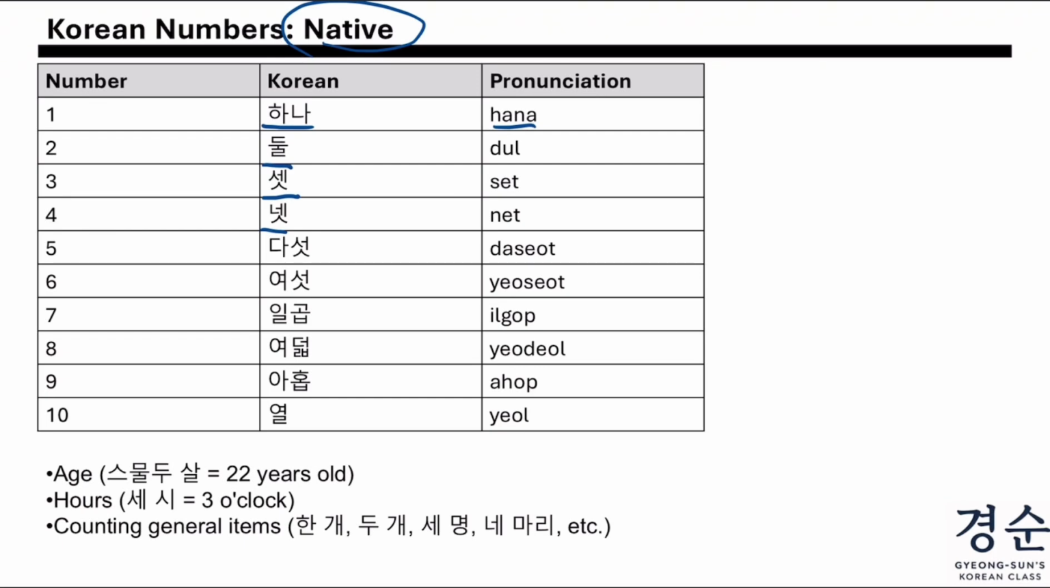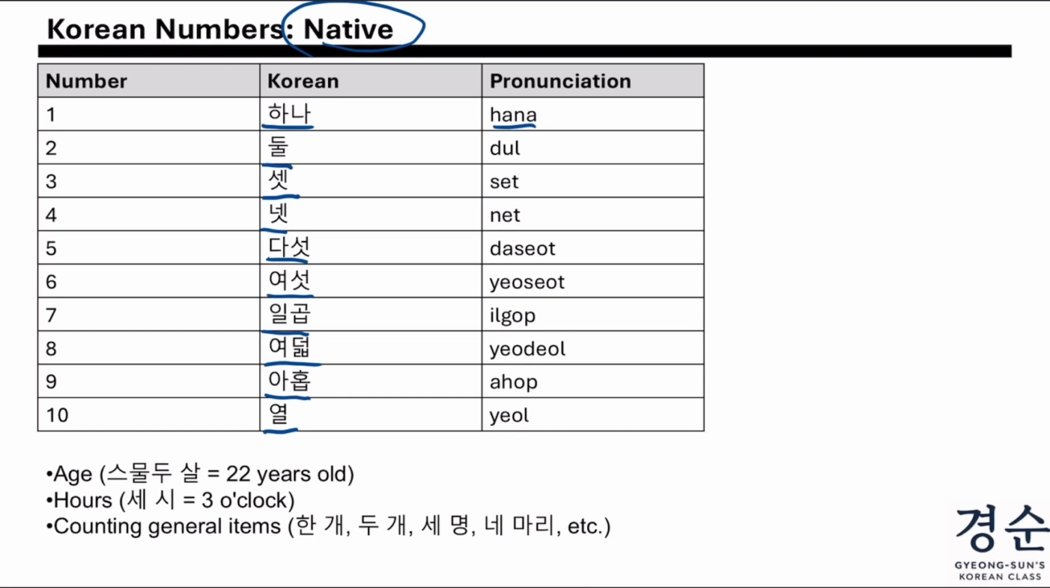Okay, and number 6 is 여섯, and number 7 is 일곱, and number 8 is 여덟. Okay, and number 9 is 아홉, and number 10 is 열.